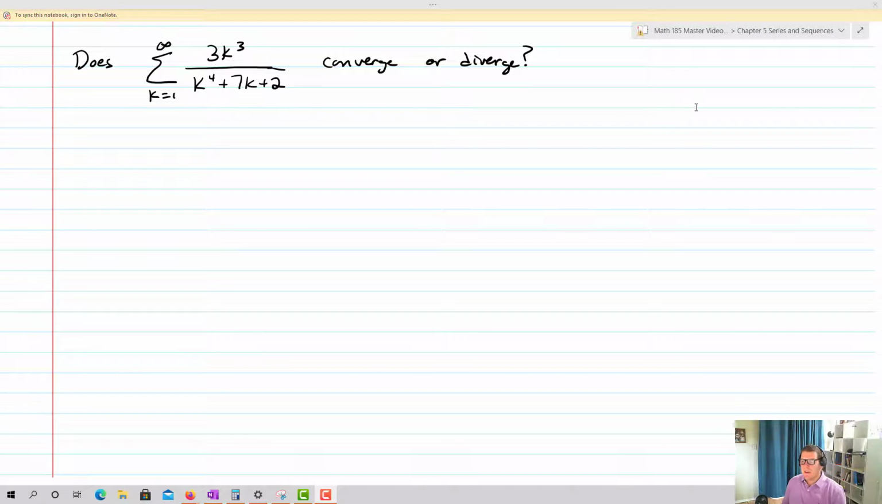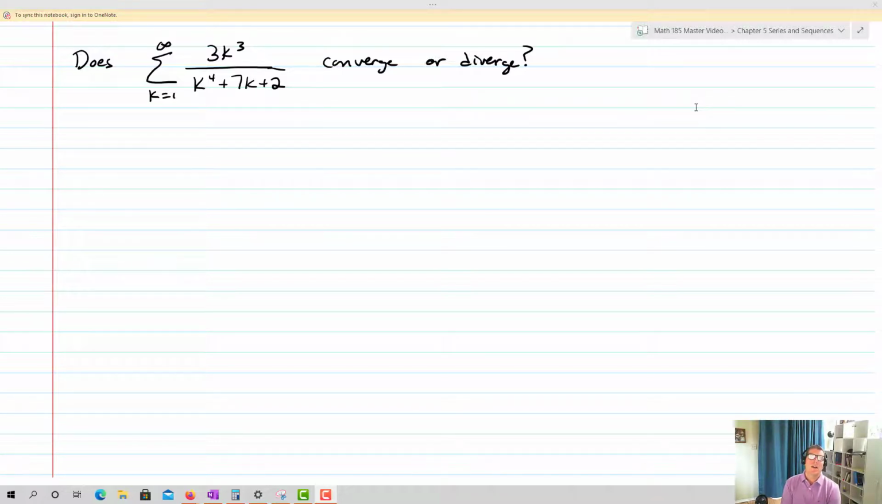So let's take a look at another example. Let's say, for example, that we want to know, does the sum k equals 1 up to infinity of 3k cubed over k to the fourth plus 7k plus 2 converge or diverge? And in a very similar way, we're going to go out and try to figure out if we're going to get convergence or divergence here as well.